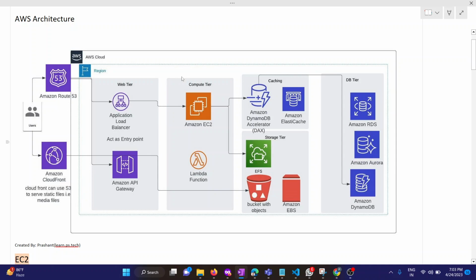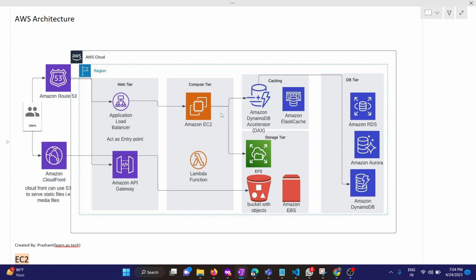At that time, first of all, the DNS will be resolved through Route 53. Then comes the front end, that is the entry point, that is the web tier. In that, AWS services like application load balancer and Amazon API Gateway can be used. Then comes the compute tier. I told you that once the request comes and reaches the load balancer, it will redirect to the compute tier.